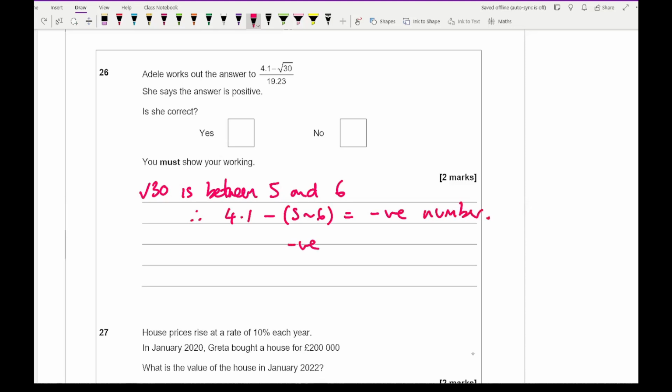And a negative number divided by a positive number is always going to equal a negative number. So is Adele correct? The answer is no.